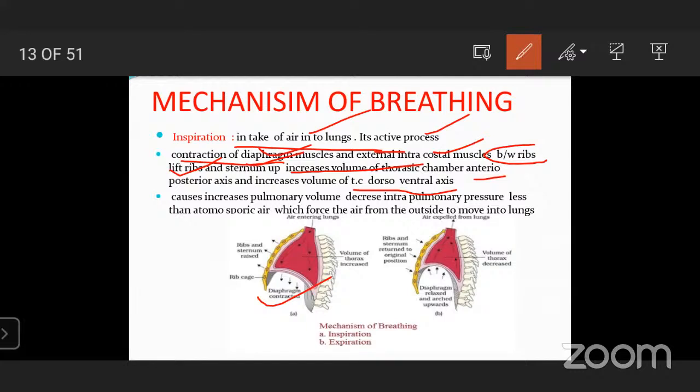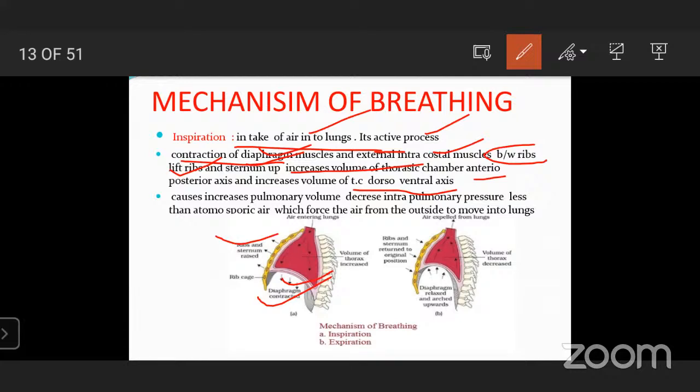Diagram, then what happened here? The contraction of the diaphragm takes place here, and next the external intercostal muscles between the ribs contract. Then what happened? So the ribs and sternum are raised.